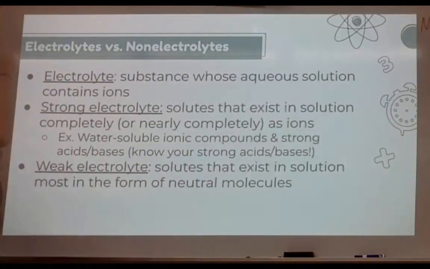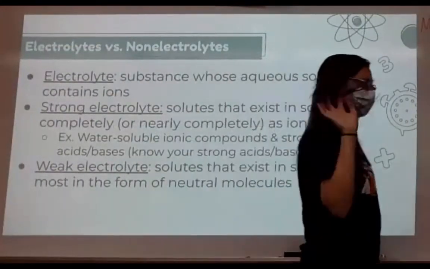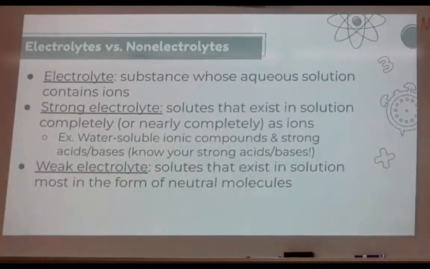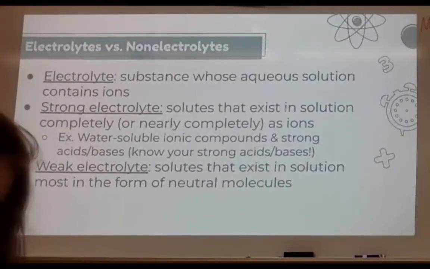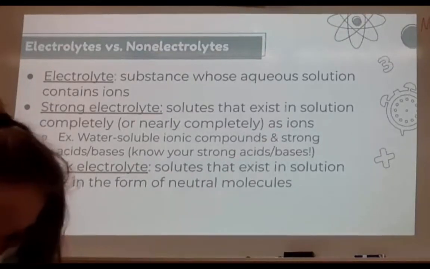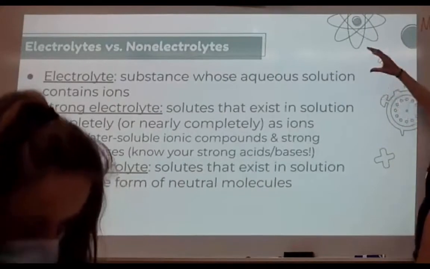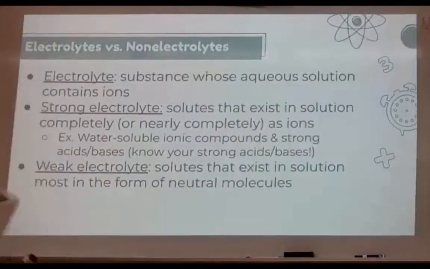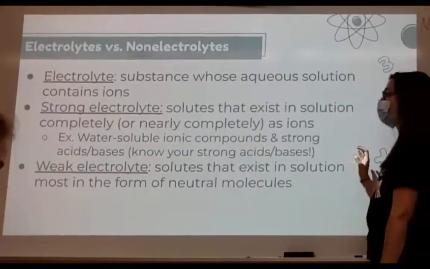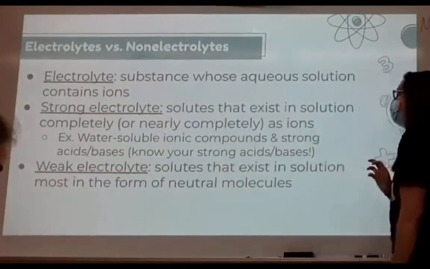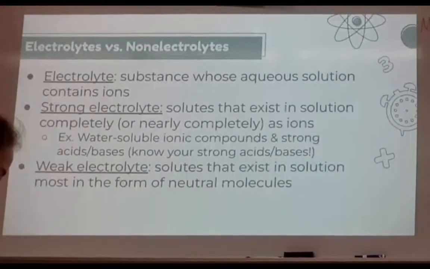When it comes to looking at net ionic equations, so we're going to actually look at writing complete ionic, net ionic equations, you have to know the difference between a strong electrolyte and a weak electrolyte. So an electrolyte is just an aqueous solution that has ions. That's kind of the general definition of an electrolyte. And then you have strong and weak electrolytes. So a strong electrolyte is something that exists in solution completely as ions.